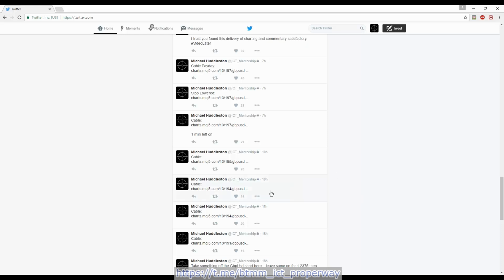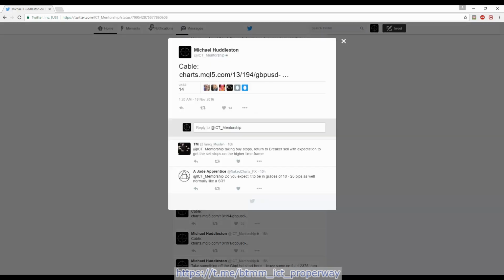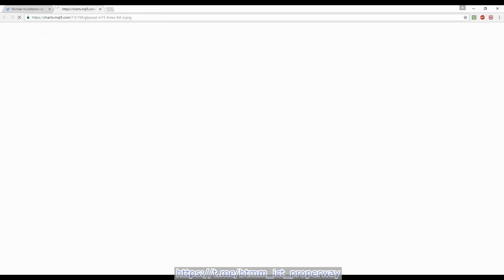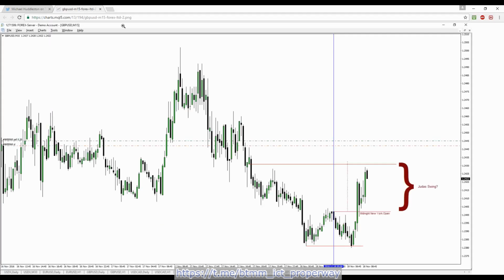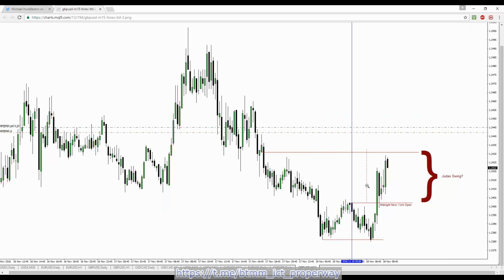Today, about 10 hours ago, you'll see that there's a tweet right here. If you click on that link, pay attention to this link up here because you can always get to it later on. I'm going to zoom in. You can actually see this dotted line here. What I did there is I projected the daily high. I'm going to show you how I did it and why I did it.